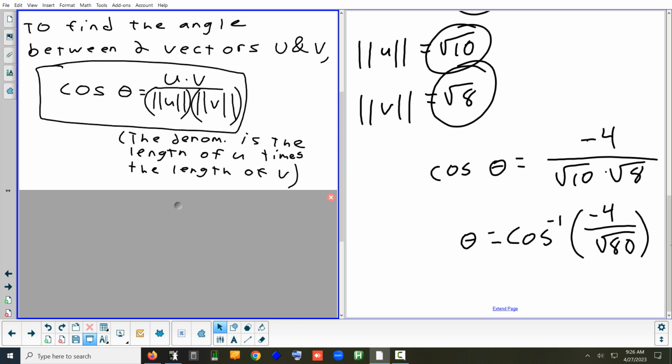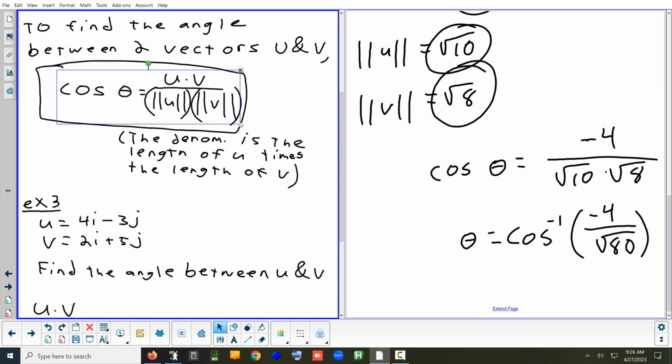Any questions on how I did it this way? What we're not going to go through is why. Why does this work? Why did it give us the same answer as law of cosines? We're not going to go through that.